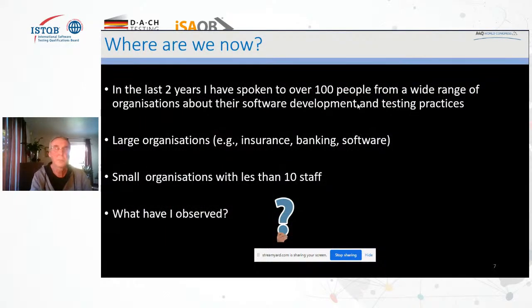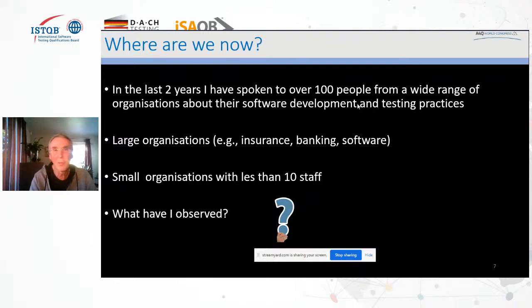Where are we now? Well, in this section, I want to just briefly talk to you about the results of what I've discovered from talking to a lot of people, well over 100 people. These are young people, software developers and testers who are working in large organizations. That could be, as you see there, banking, insurance, and so on, but also quite a lot of smaller organizations with less than 10 staff.